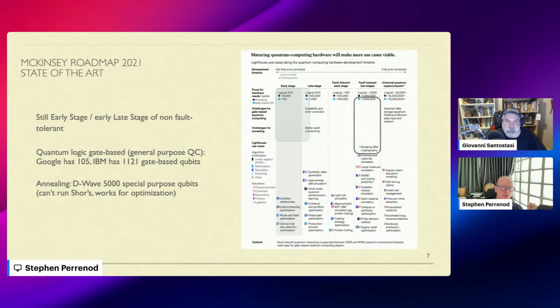And look at the logical numbers. Right now, the logical numbers are like 1 or 2, very few logical qubits. But for fault tolerant late stage to break cryptography, you need of order 1,000 logical qubits. So we're still in the early stage for quantum logic gate-based general purpose machines, not these annealing machines. Right now, Google has 105 physical qubits, and IBM has 1,100 gate-based qubits from which they can build logic, but they need many, many physical ones per gate because of all these noise problems.